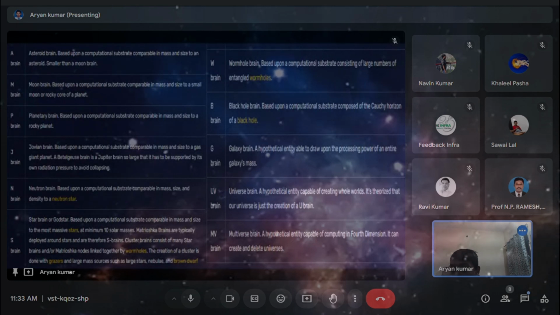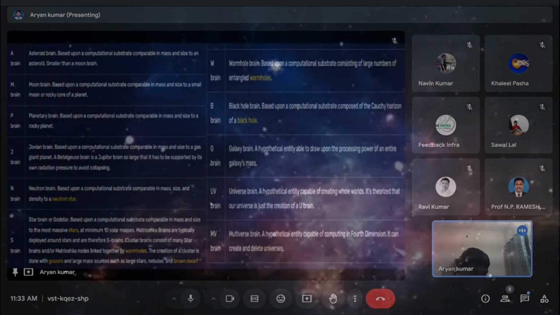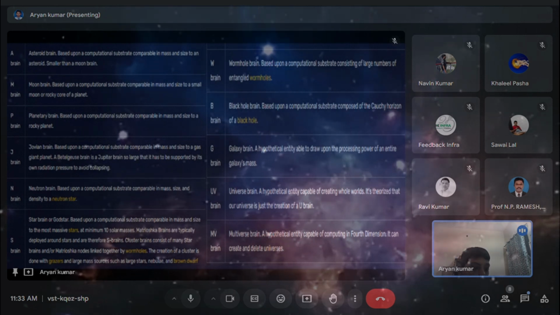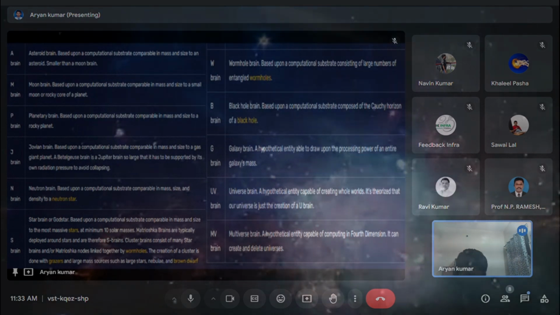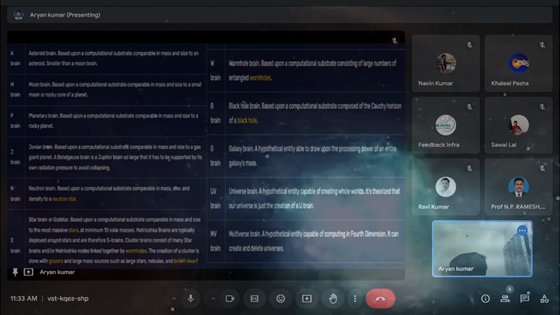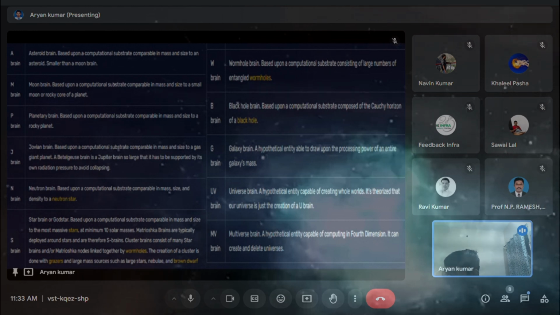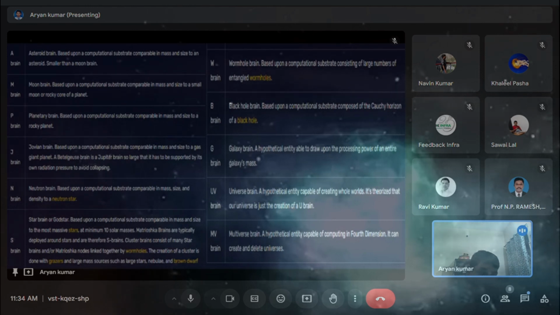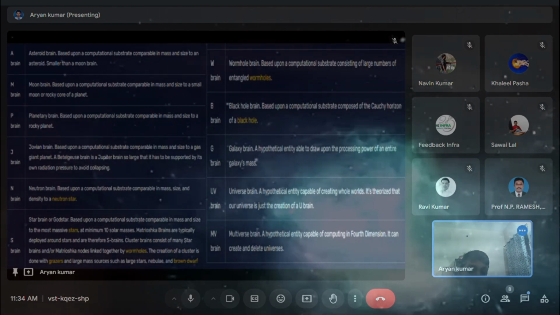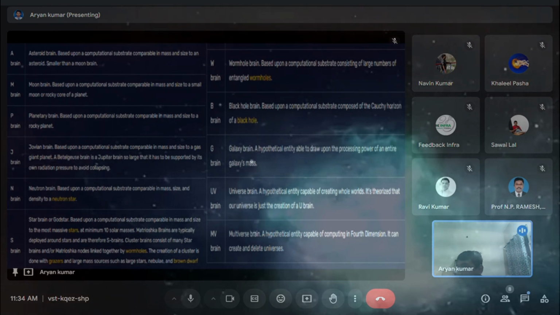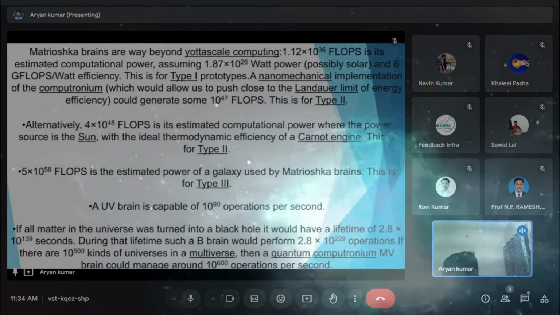So now we are at the Matryoshka brain. It is something that can be used if we become a type 2 civilization. A Matryoshka brain is based upon a computational substrate comparable in mass and size to an asteroid, smaller than a moon brain. These are just types of Matryoshka brains, like MV multiverse brains and UV universe brains.